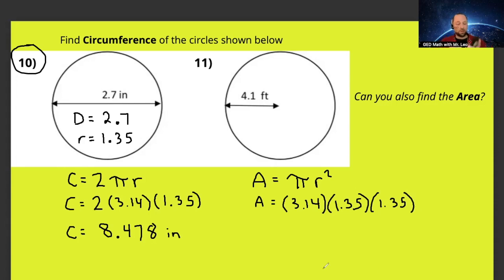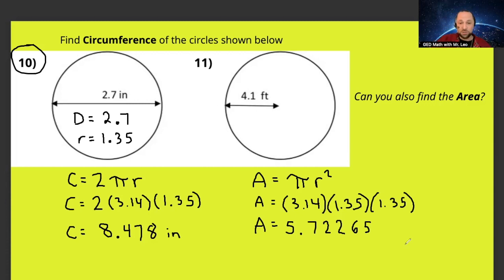All right. So grab your calculator. 3.14 times 1.35 times 1.35. Ooh, look at this number. A equals 5.7225. That number looks real crazy. Let me double check. 3.14 times 1.35 times 1.35. 5.72265. That checks out. That's the answer.